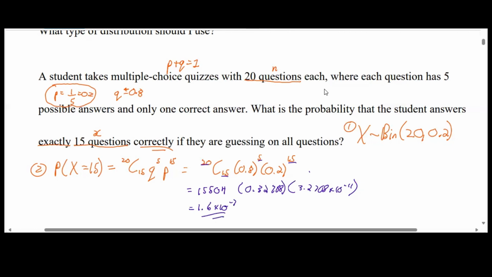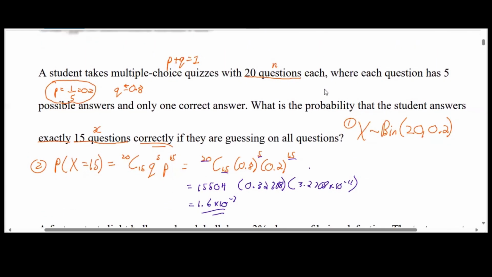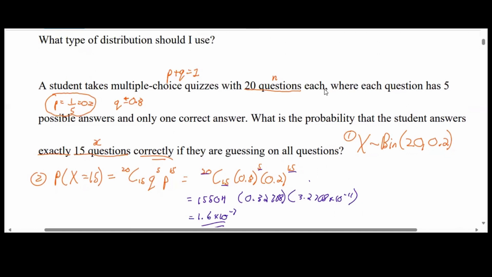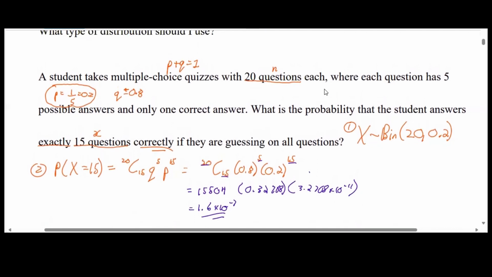Right, and that'll be the answer. Probabilities add up to 1, so your answer should be less than 1 when you do the question. If you get anything more than 1, you just know you went wrong somewhere. All right, and that'll be the end of the question.